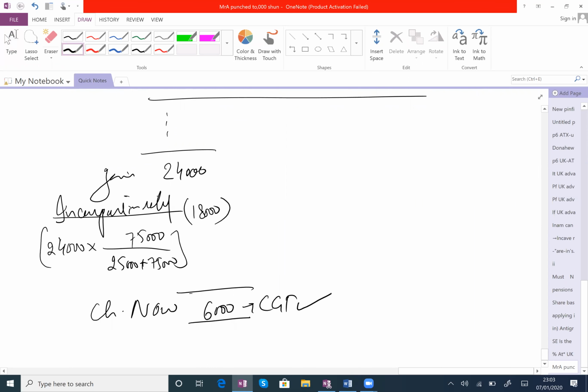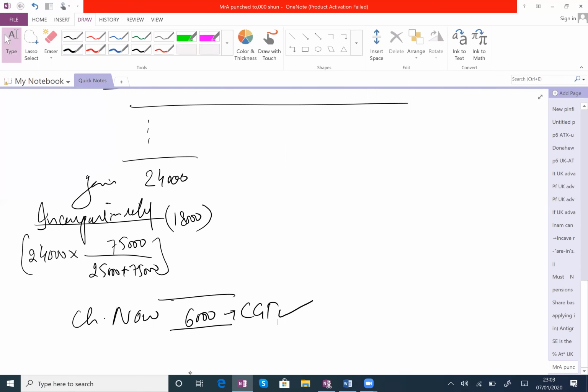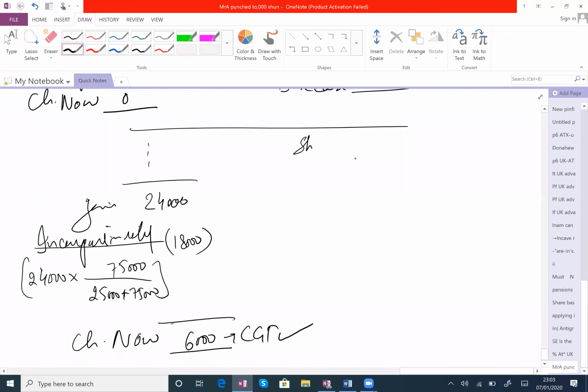How to pay CGT? Firstly you will deduct the annual exemption, and all your gain will be covered under the annual exemption. Taxable gain 0, CGT 0. And in return you will get the shares of the company. What is the market value of the shares? Cost.